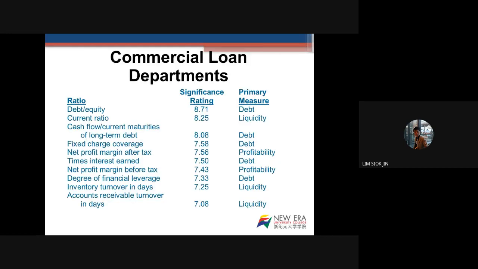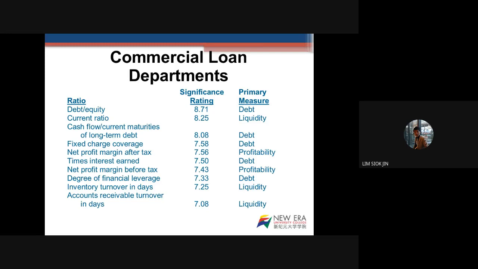So commercial loan departments or banks, usually they look at debt over equity. Okay, if you look at all the ratios that they look at here, in the list, the top one is the highest significant rating, down to the lowest. The highest significant rating means how important this ratio is to them. So to a bank, debt equity ratio is important, current ratio important, cash flow, long-term debt is important. Why? Because they measure their debt level and liquidity.